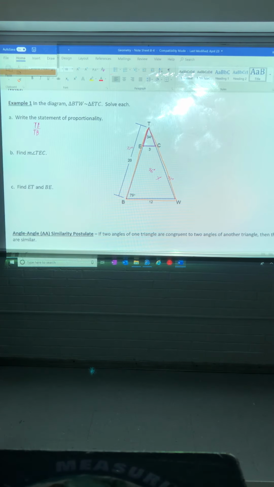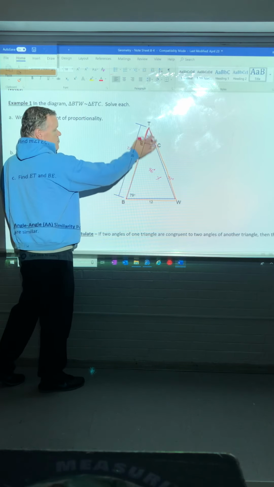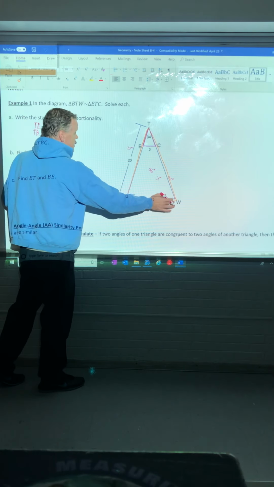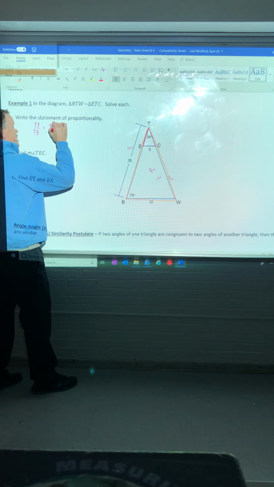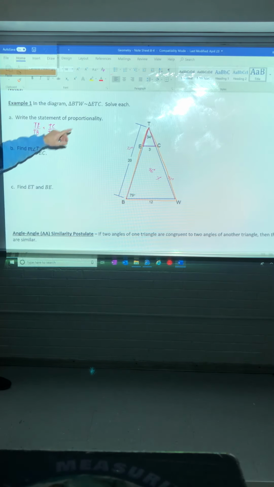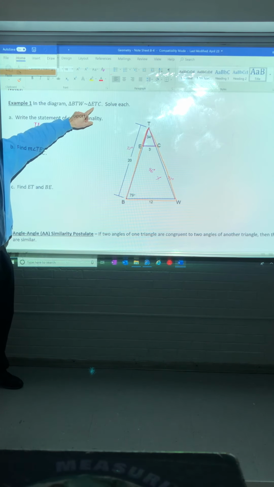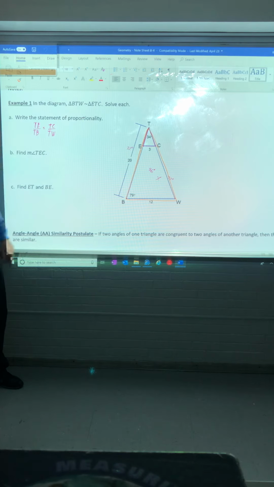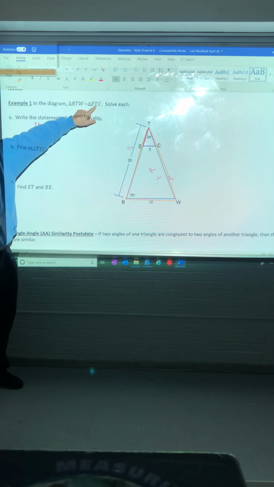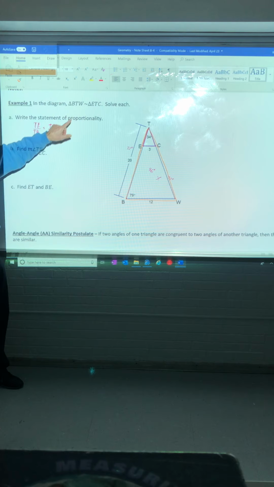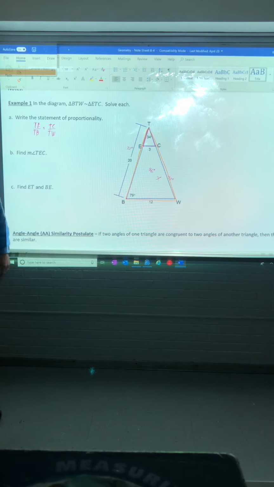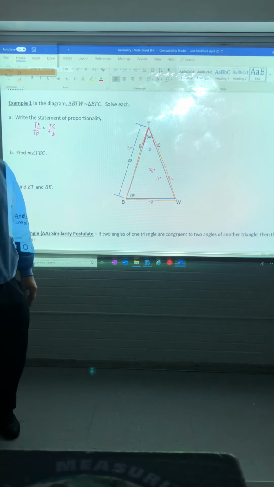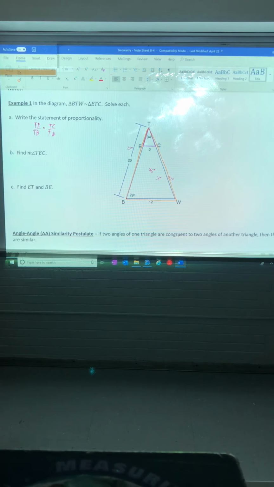Then the next one we see is TC, the other side. TC is going to line up with TW. TC lines up with TW. You can see TC is the middle one and the end one, TW, middle one and the end one. TE is the middle one and the first one, TB, middle one and the first one. So again, the big thing about proportionality and similarity is that everything's going to line up.